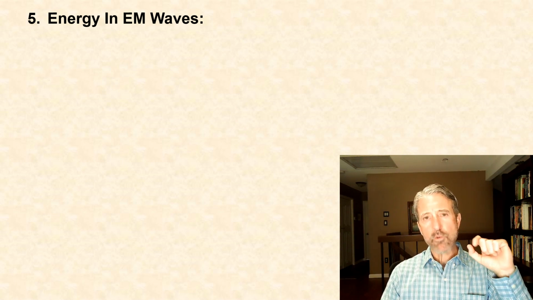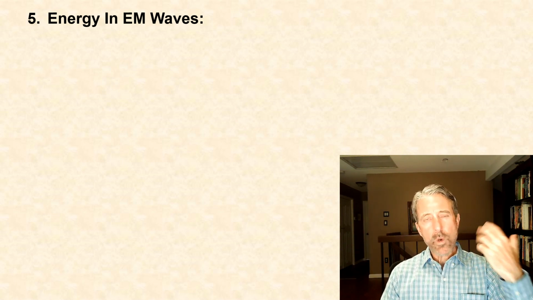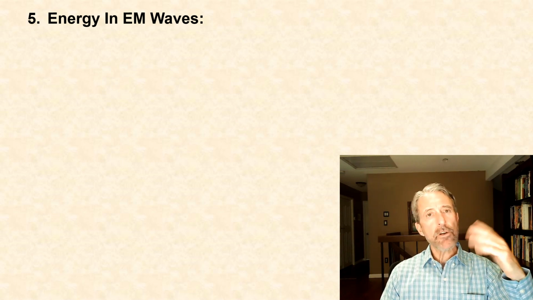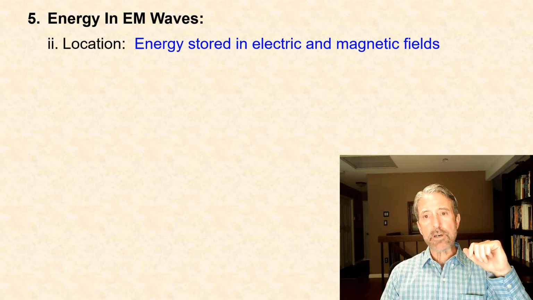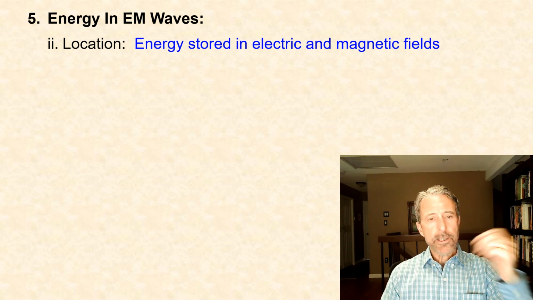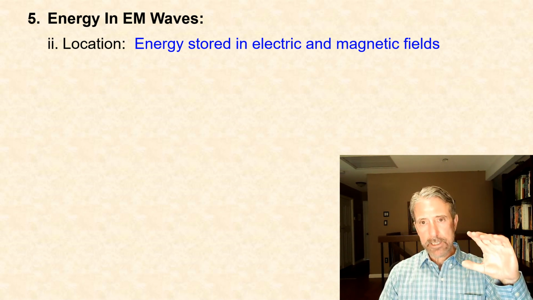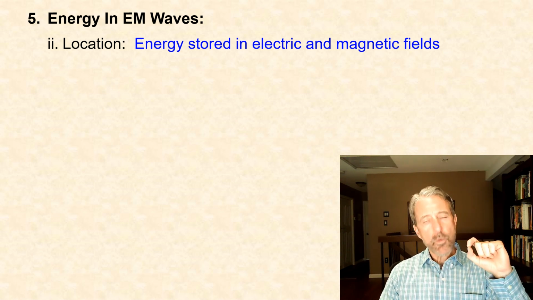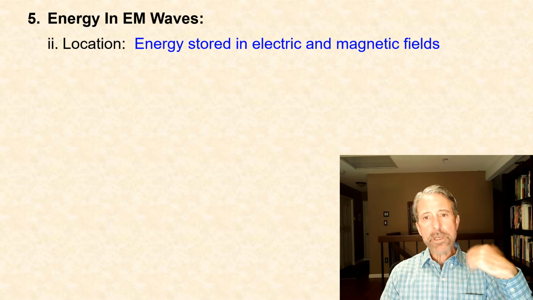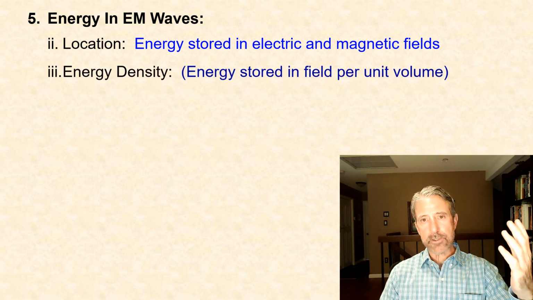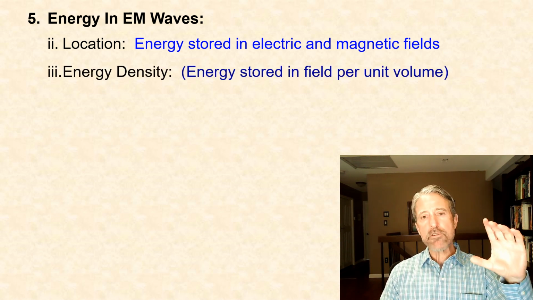So if electromagnetic waves transport energy, where exactly is this transported energy located? It turns out that the energy is stored in the electric and magnetic fields of the waves themselves. You recall way back in our discussion of electrostatics, in the unit on capacitors and capacitance, we talked about the energy stored in the electric field between the capacitor plates. And we introduced this quantity called energy density, which was a measure of the amount of energy stored in the electric field per unit volume.